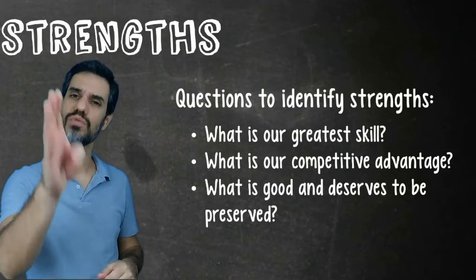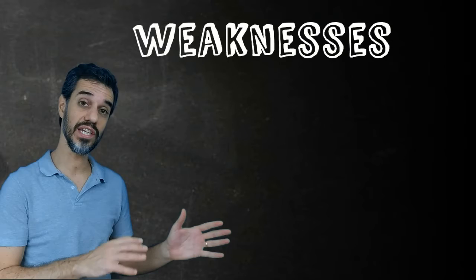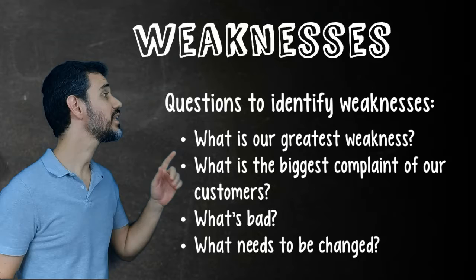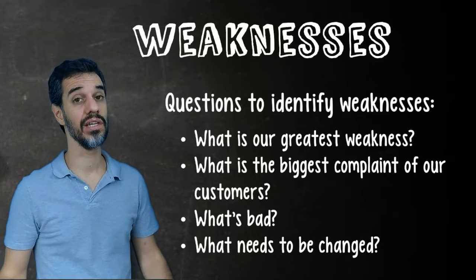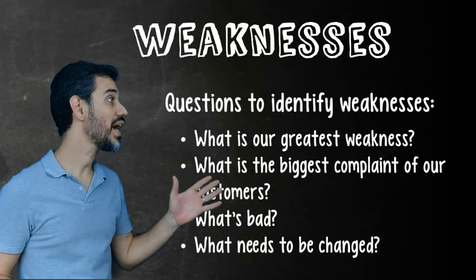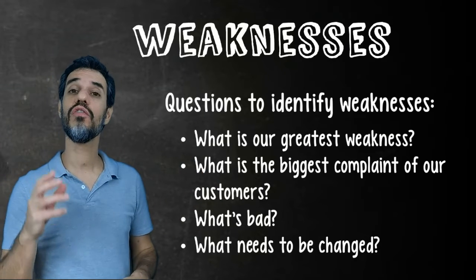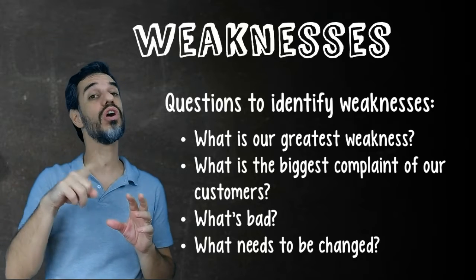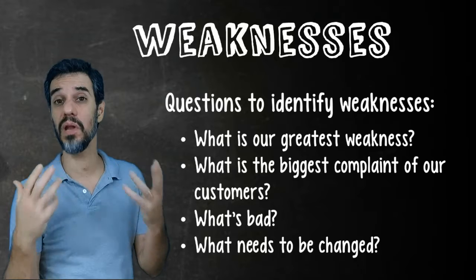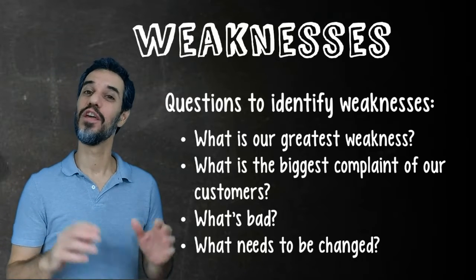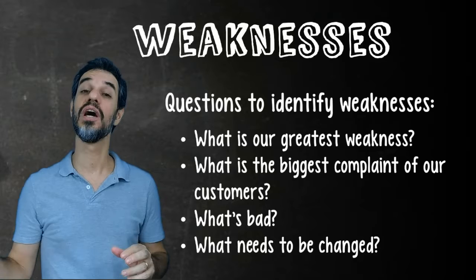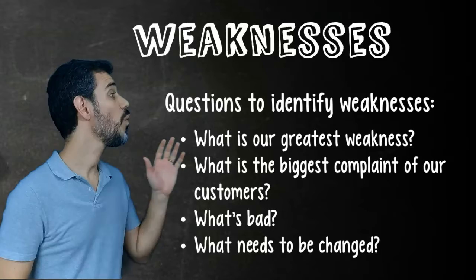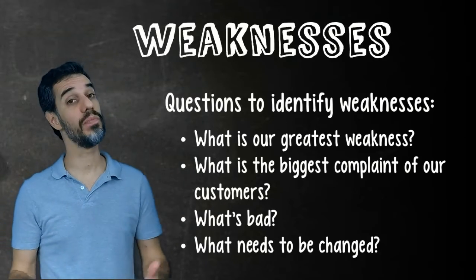These are your strengths. In the cell of the weaknesses, the questions you will use to identify them are: what are our greatest weaknesses? What must be changed? What is the biggest complaint of our customers? Looking from outside of our company, what do your customers see and what are they complaining about? Usually the complaints of our customers point to your greatest weaknesses, stuff that you have to change. What's bad? What needs to be changed?